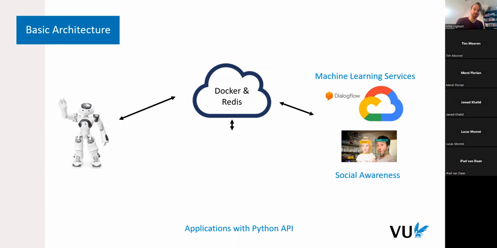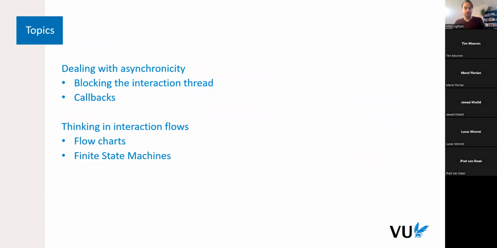For example, if you want the robot to wave, and then after it's done waving, start a conversation, if your application doesn't know the wave is done, it will start talking and starting to add more gestures, for example, and then you will basically lose control over the interaction because things happen not in the order you want to. So we need to deal with that. So that's what the first part will be about, dealing with asynchronicity. And the second part will be thinking in interaction flows.